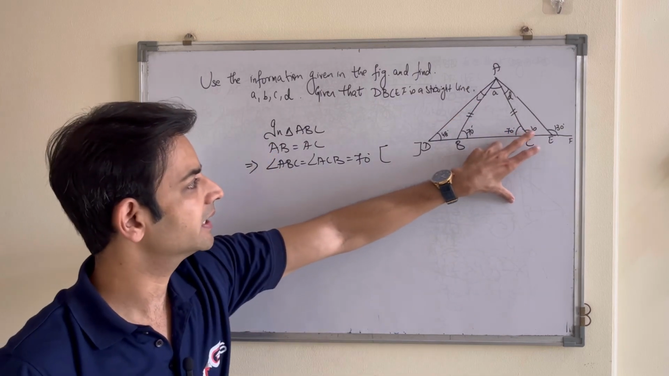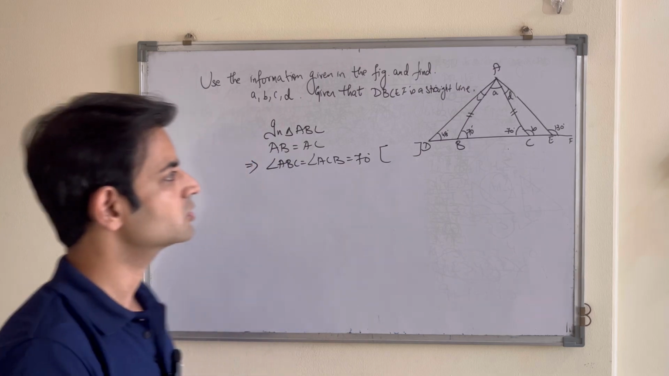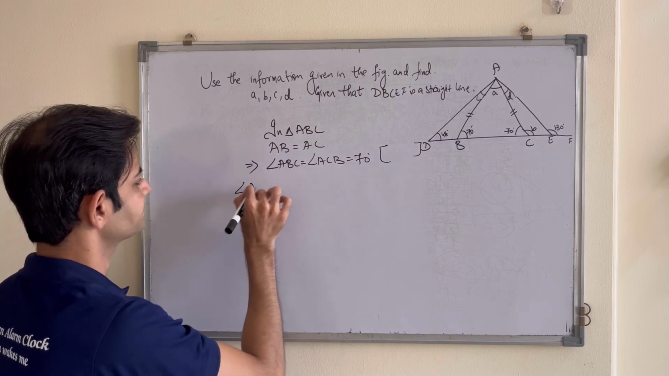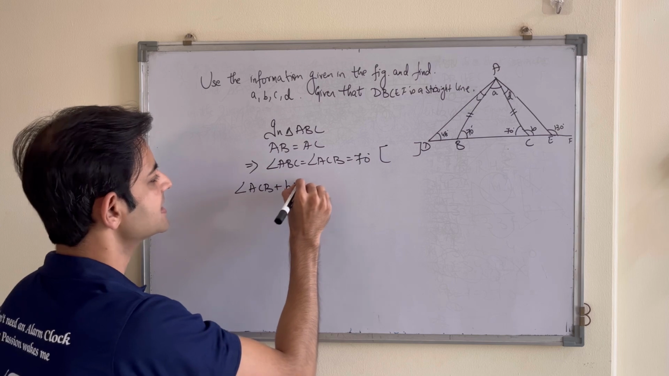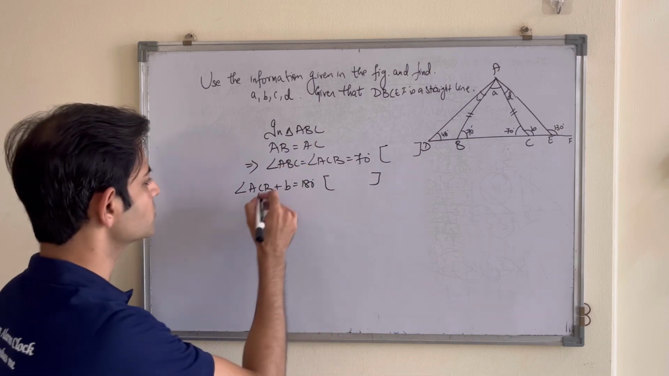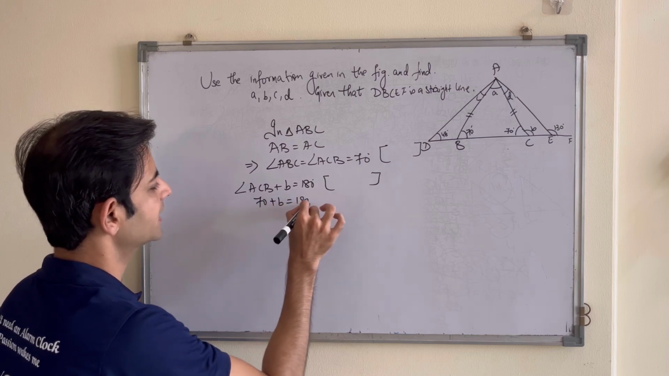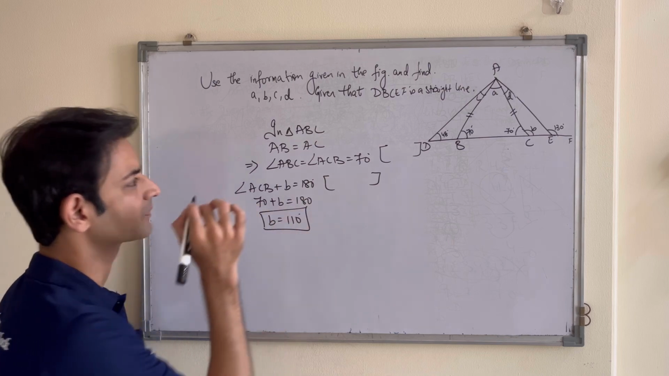Now this angle plus this is equal to 180 because they are forming a linear pair. So I can say angle ACB plus angle B is equal to 180 degrees because of linear pair. So I can say 70 plus B is equal to 180. So B is equal to 110 degrees.